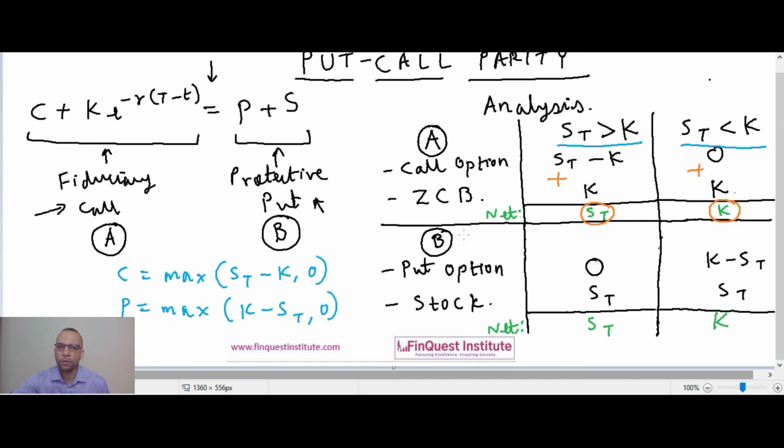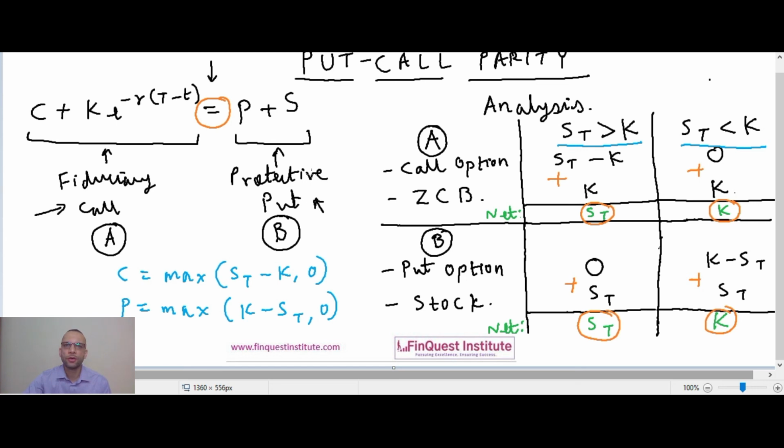Now, just like we did for portfolio A, if I add up the two terms, 0 plus ST in the first scenario gives me a net value of ST in the scenario where stock price at maturity is greater than K. And in the second scenario, adding K minus ST plus ST, I again get a value of K. So on a net basis, we see that portfolio A and portfolio B are exactly equal to each other. That's why we say that there is an equivalence which exists in this put call parity equation. So that's why we say a fiduciary call is equal to a protective put.